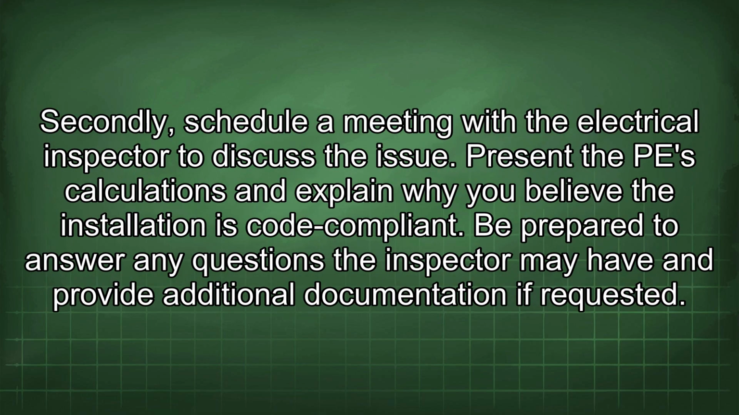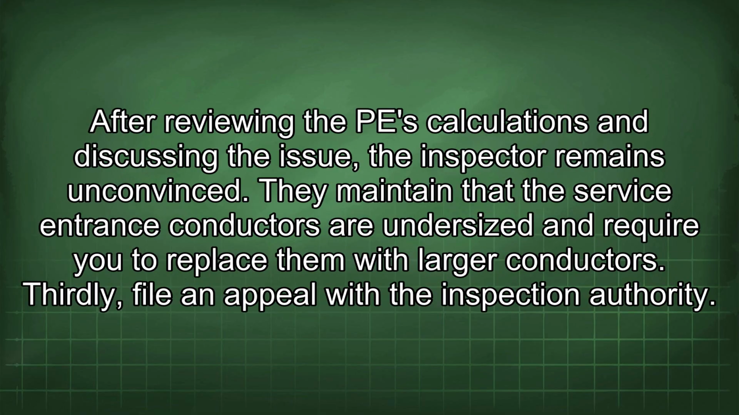Secondly, schedule a meeting with the electrical inspector to discuss the issue. Present the PE calculations and explain why you believe the installation is code compliant. Be prepared to answer any questions the inspector may have and provide additional documentation if requested. After reviewing the PE calculations and discussing the issue, the inspector remains unconvinced. They maintain that the service entrance conductors are undersized and require you to replace them with larger conductors.